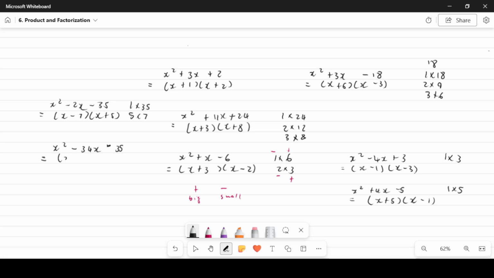So here you can see we have a negative last term and a negative middle term. So negative last term means minus plus or a plus minus, but the negative has to go on what? On the bigger number. So therefore it will be minus 35 plus 1.